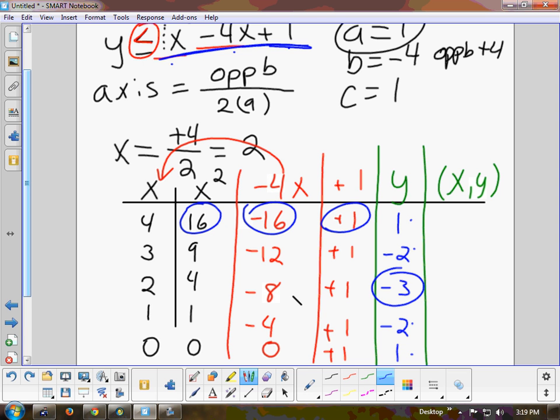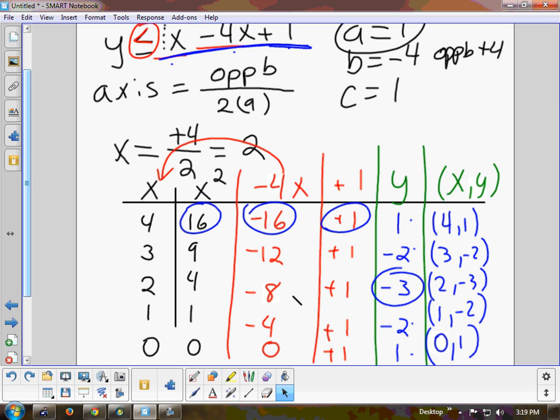Now I suggest you write the x, y ordered pairs so you don't mess it up. 1, 4. First column, 3, negative 2. First column, 2, negative 3. I'm sorry. Next one, 1, comma, negative 2, and 0, 1. And take a second to look. 4, 3, 2, 1, 0, 1, negative 2, 3. Okay, so it checks out.